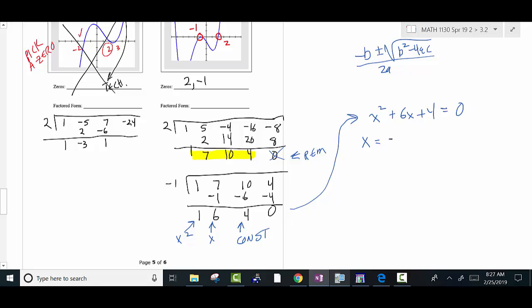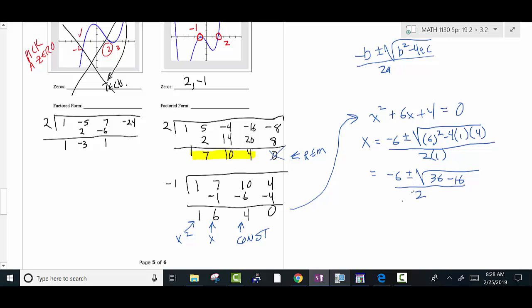So we'd have negative 6 plus or minus the square root of b squared. B is 6, so that's 6 squared, minus 4ac, where a is 1 and c is 4, all over 2 times 1. We'll go through this, and this should give us the other two zeros. So we have negative 6 plus or minus 6 squared is 36, minus 4 times 4 is 16, over 2. 36 minus 16 is 20. So we got that, and then we have to reduce this.